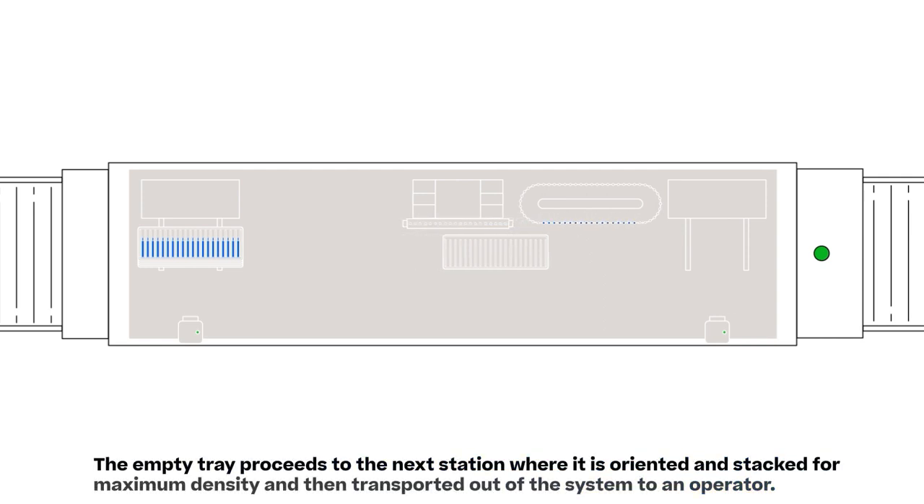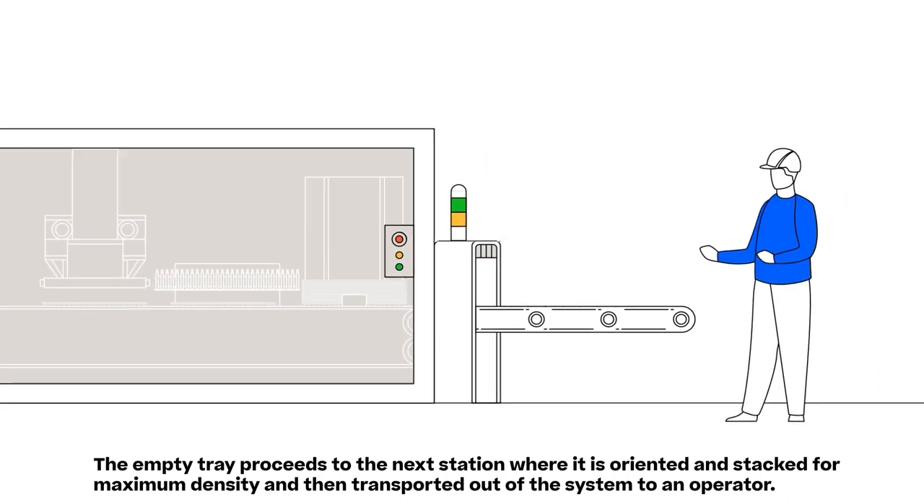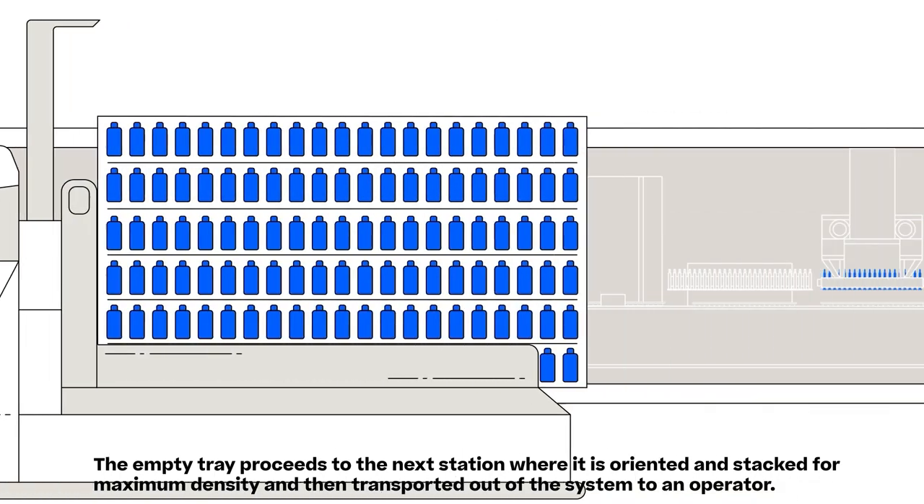The empty tray proceeds to the next station, where it's oriented and stacked for maximum density, and then transported out of the system to an operator.